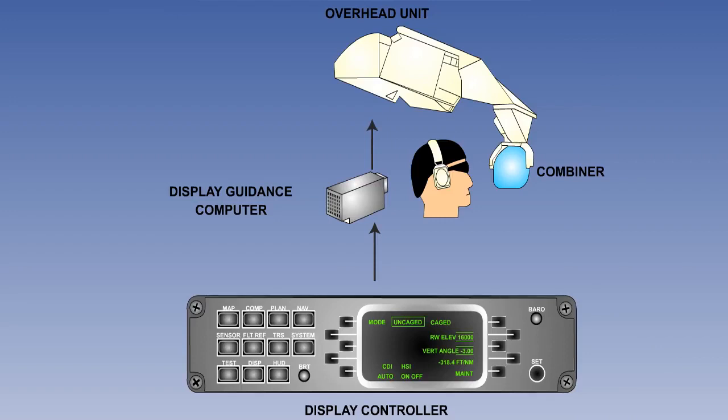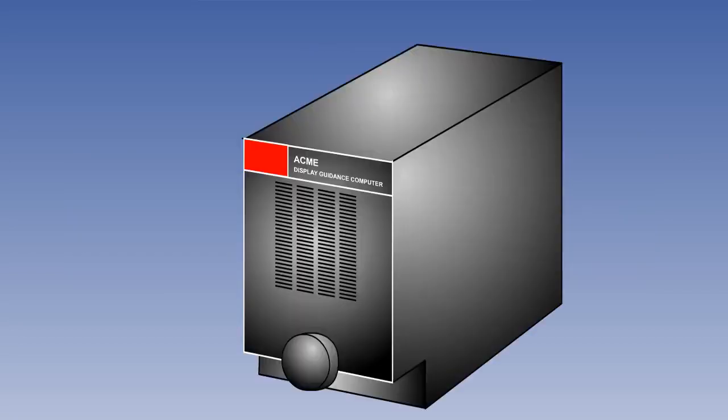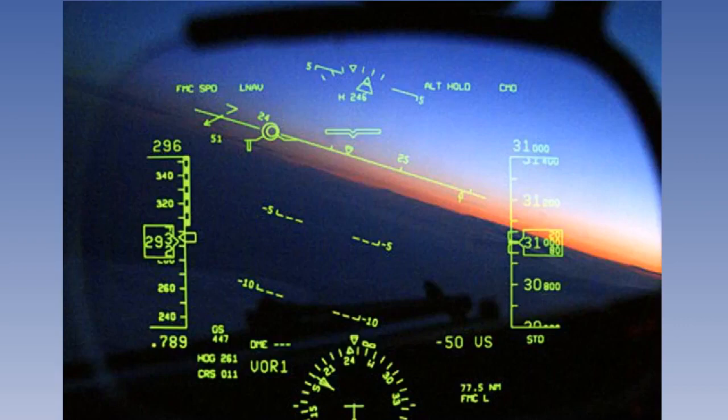The components of the system vary depending on its age, but the initial versions designed for civil aircraft comprise a display controller, a display guidance computer, an overhead unit, and a combiner. The main purpose of the display controller is to allow the pilot to select the various modes of operation available. We will look at some of these later. The display guidance computer takes the flight guidance information and symbol generation data from the EFIS and combines it in a form suitable for the HUD display. The generic term for the symbols generated is symbology, and it looks like this.